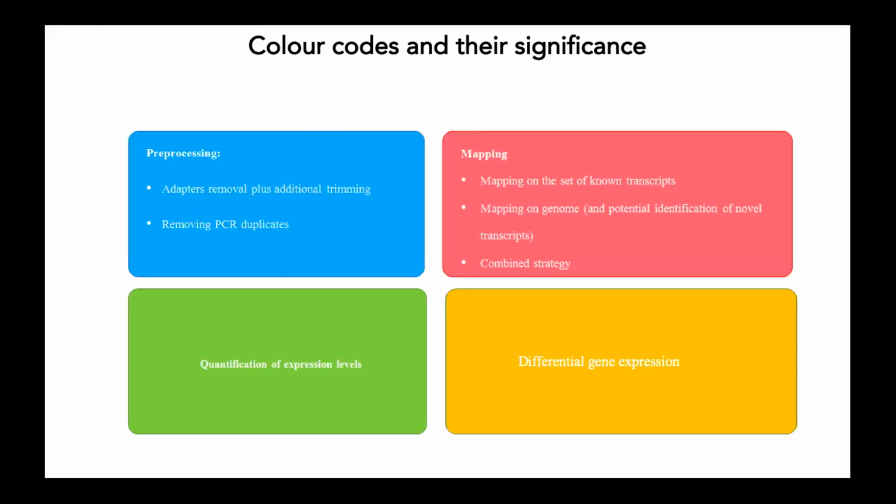So the server is color coded. This is again to simplify. If you see colors while building a pipeline, which we will see in a moment, you would understand which part it is talking about. So pre-processing will be in blue, mapping will be in red, quantification would be in green, and differential gene expression would be in yellow. So you see these boxes colored in different colors, you understand their significance.